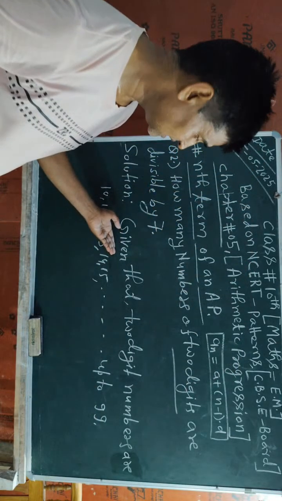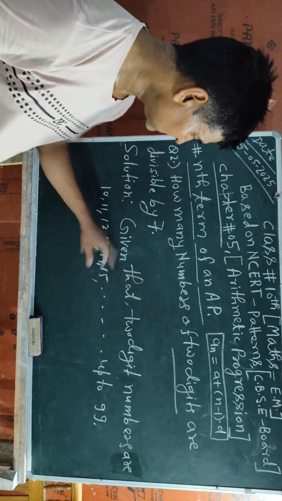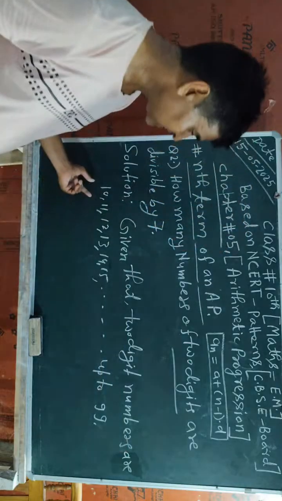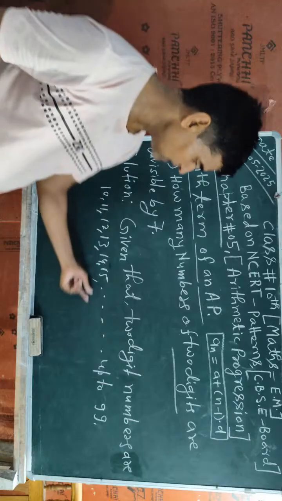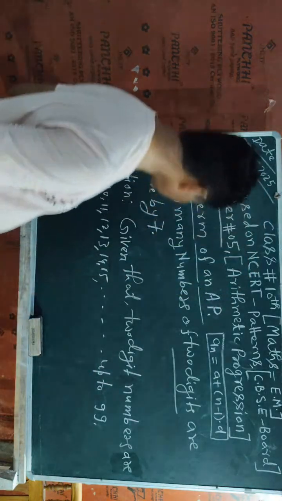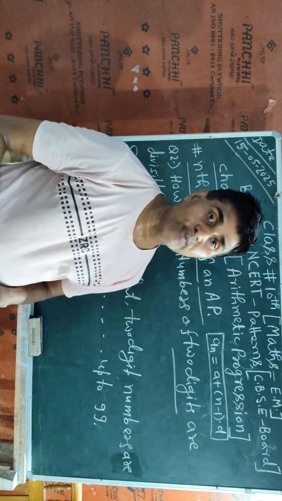So this is the information which is given in the question. We have to write given that 2 digit numbers are 10, 11, 12, 13, 14, and so on. We have to write up to 99. So from 10 to 99, all numbers will be of 2 digits.